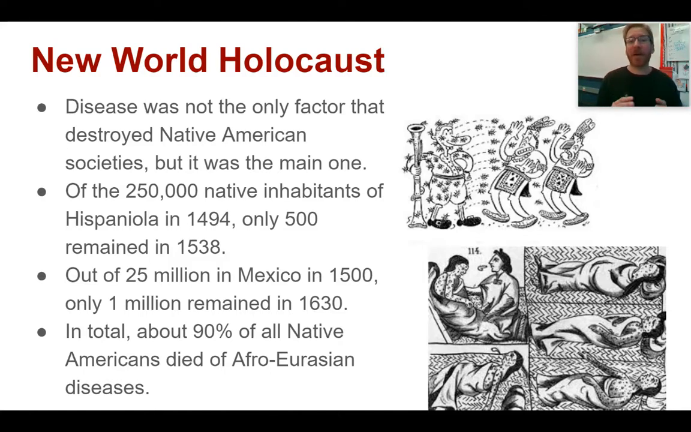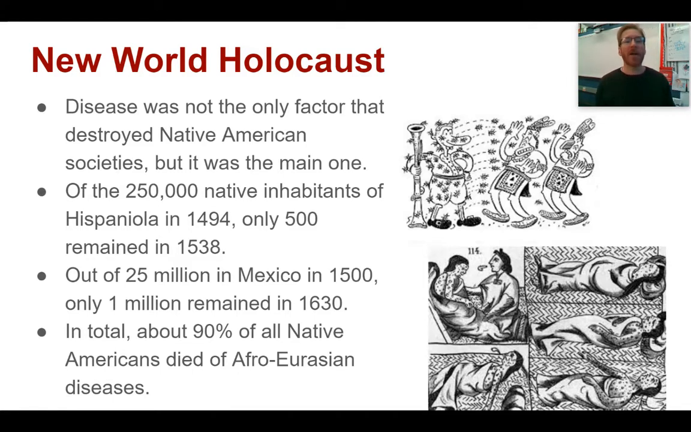So on the island of Hispaniola in the Caribbean, the first island that Columbus will establish a settlement on, there was a native population of about 250,000 people living on that island in 1494. By 1538, there are 500 survivors. Most of that is disease. A lot of other important factors. The Spanish were not exactly kind to the Native Americans. In some cases, we could call it a genocide and it would be fair. But disease was the leading factor here.